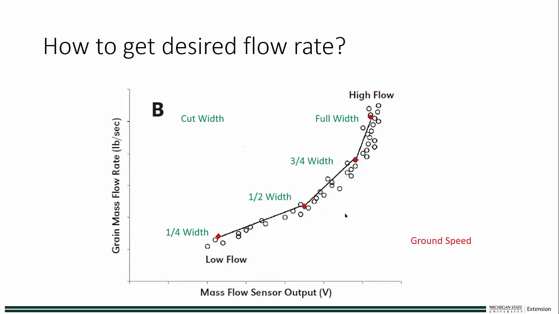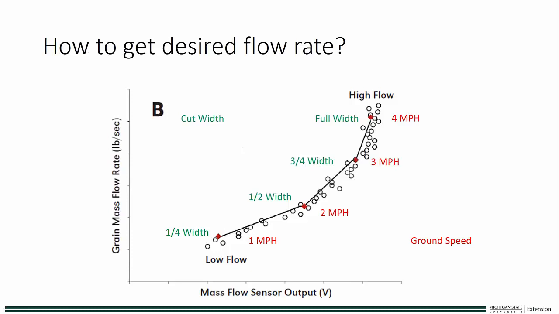The other method that I think is probably a little bit more popular is to use different ground speeds. So you're using a full cut width, but you might be doing 1, 2, 3, and 4 miles an hour. Maybe it's 2, 3, 4, and 5 miles per hour to get your different points in here.